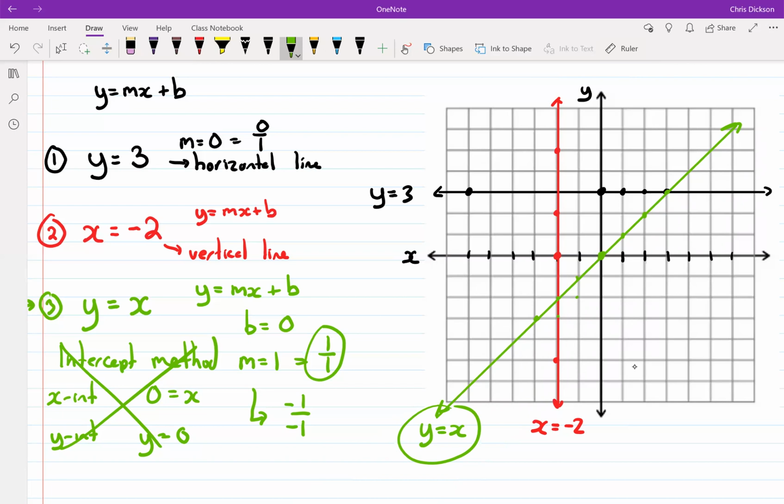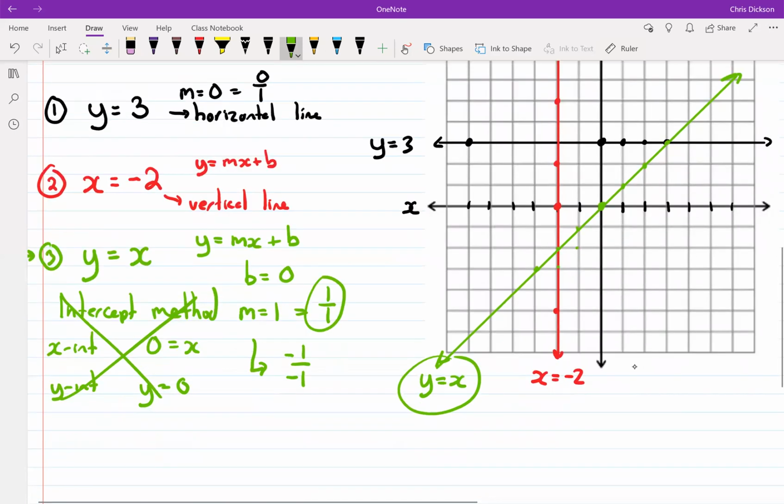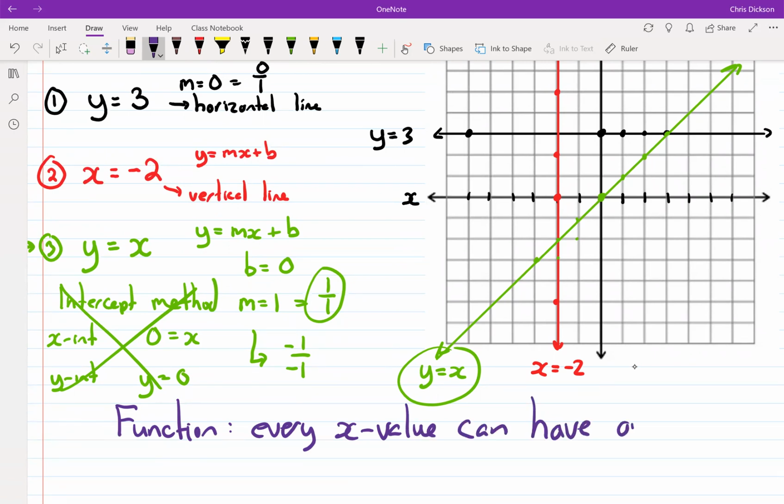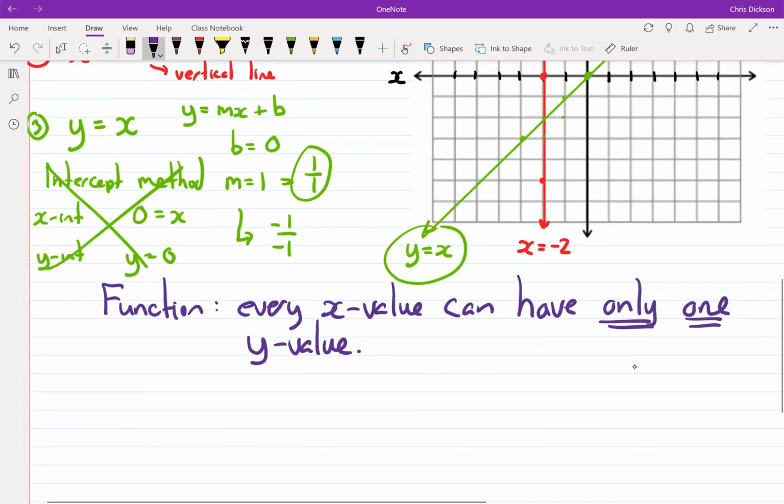Okay, so I was mentioning to you earlier, that's the definition of a function: every x value on the graph can have only one y value. Maybe we should underline the one part. I'm not sure which is more important. Have only one y value. Okay. So that is the starting point for a definition of function.